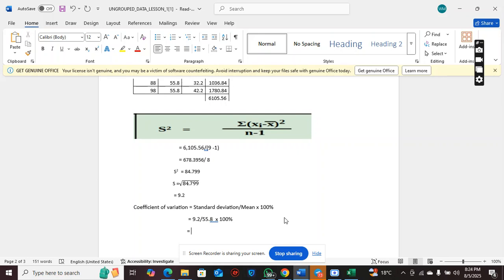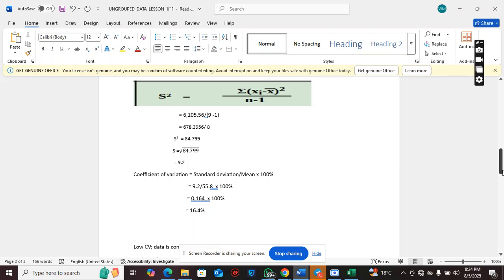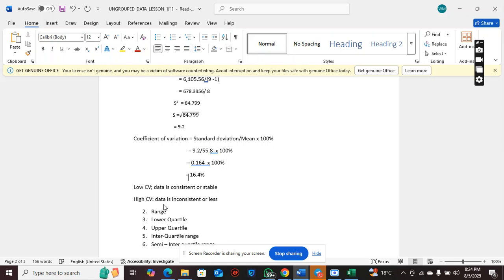We get 0.164, multiplied by 100%, 16.4%. That is our coefficient of variation, 16.4%. So this coefficient of variation, we can't say it's high, it's relatively low. So we can say our data is consistent and stable.